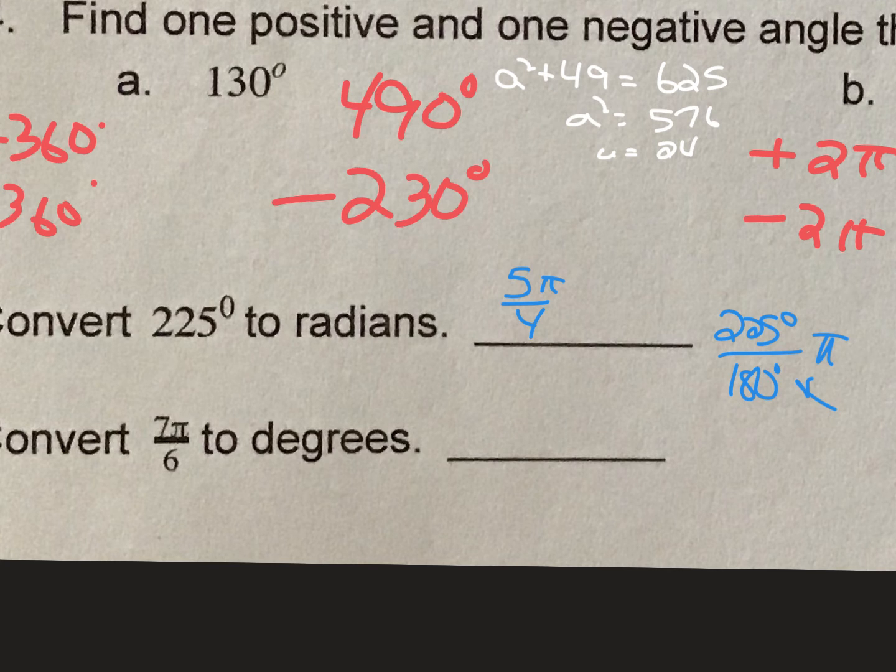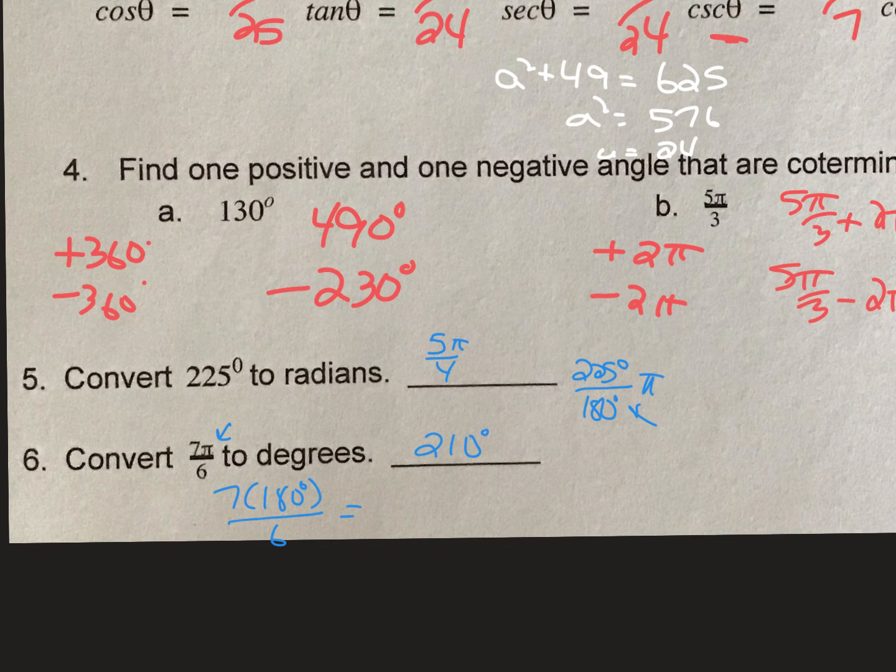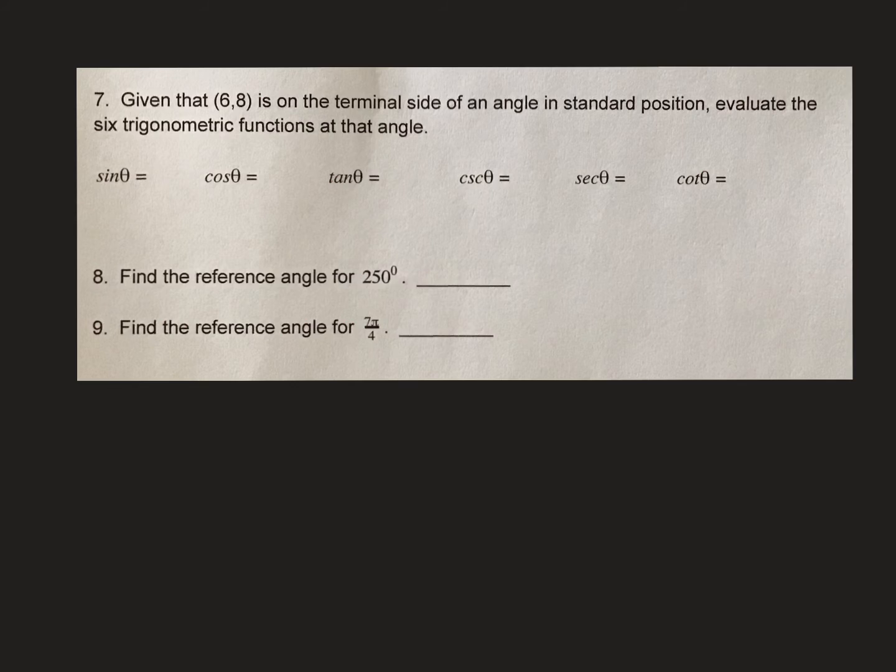On the next one, remember to change it to degrees, pi is 180. So all you do is you put 180 degrees in where the pi was, and then I'm just going to work that out, punch it in my calculator, and I'm getting 210 degrees. All right, hopefully that's okay. Those 4, 5, and 6, you need to make sure you got those. Those aren't gimmies, but they're not too bad.